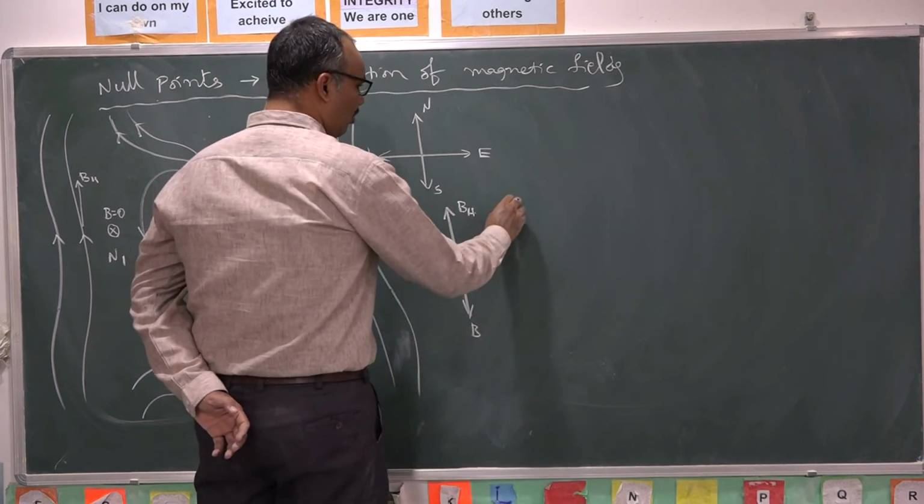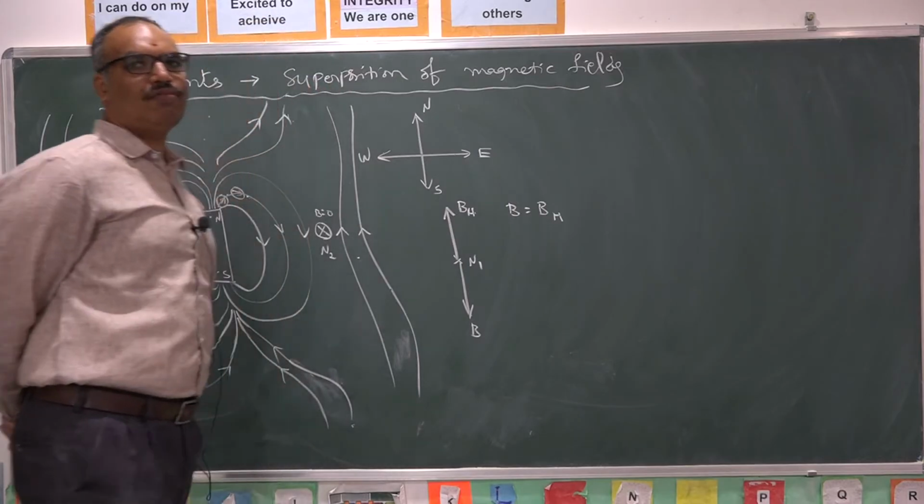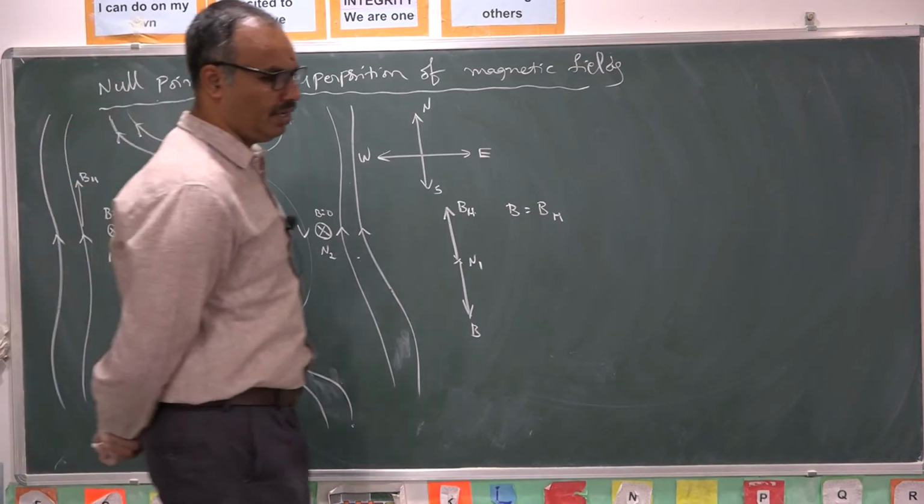If the magnitude of B due to the short bar magnet is equal to the magnitude of BH due to the earth's magnet, if both magnetic fields get the same value, the net magnetic induction at that particular place becomes 0, and that particular point is called a null point.